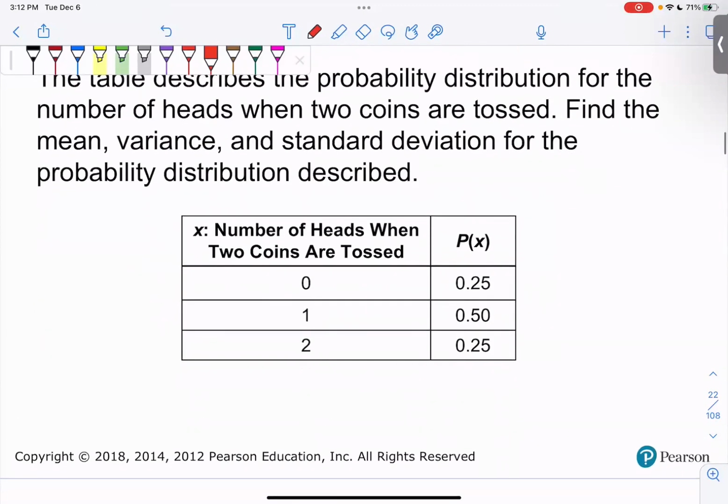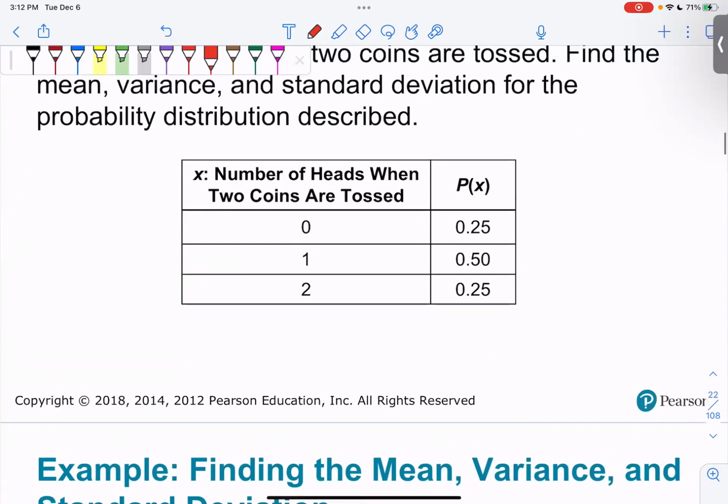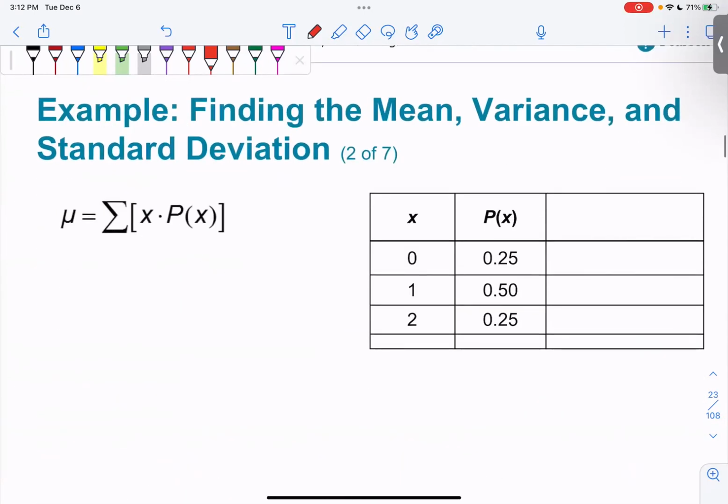So now let's see this example. If we want to find mu, the mean for this one, mu equals this, right? Now what we want to do is look at this one. Do we have probability of x there? Yes. Do we have x times probability of x? No. So we have to find x times probability of x, and then the next step, we take the summation of those values.